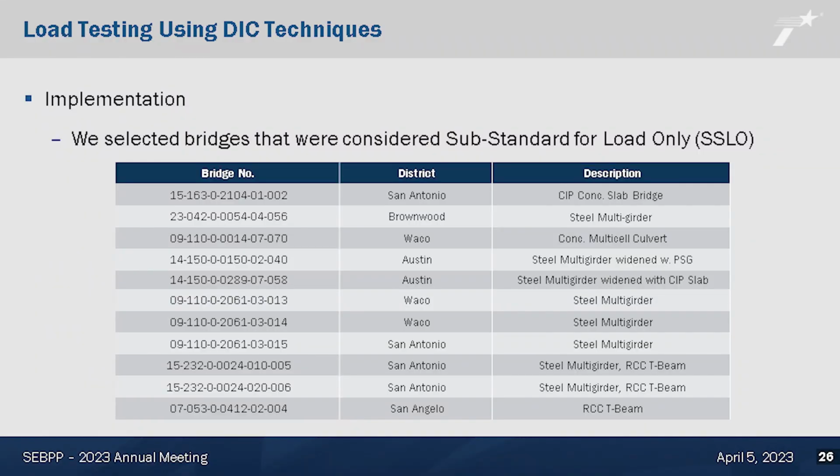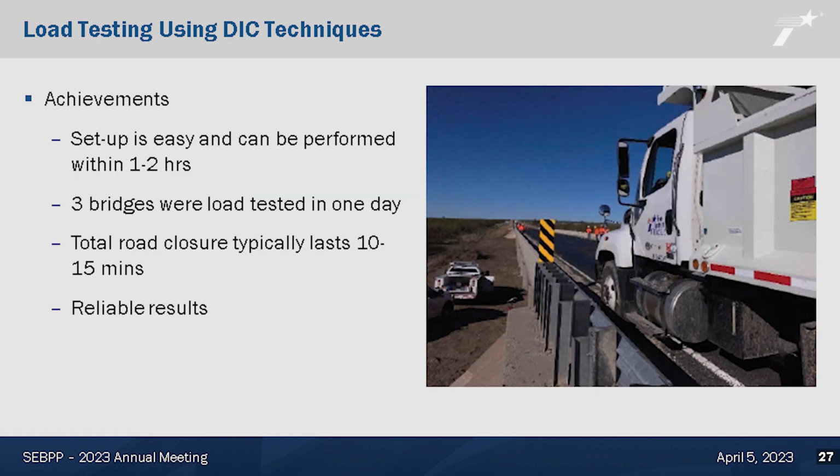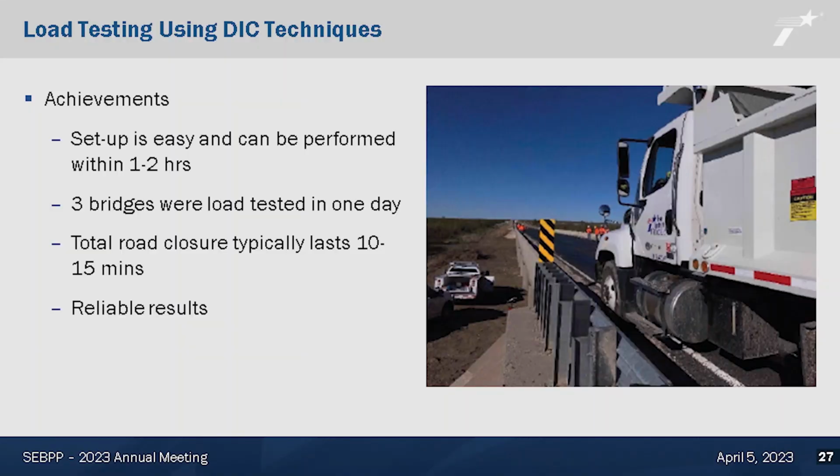So we've implemented this load testing using digital image correlation on now 11 bridges, and we think it's really been a great success. Setup is pretty easy because it's gluing these markers onto the soffit of the girder, and the load test can be performed in 1 to 2 hours. That's from showing up on site, getting everything out, quickly fixing the markers, and then closing it down.